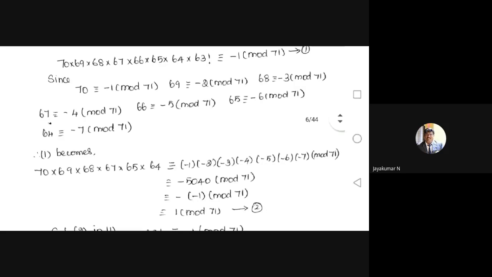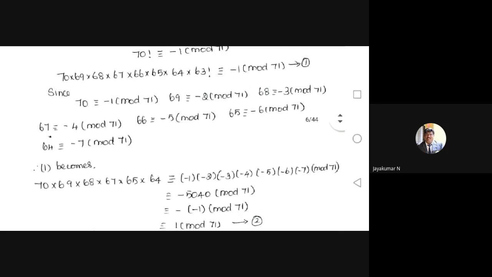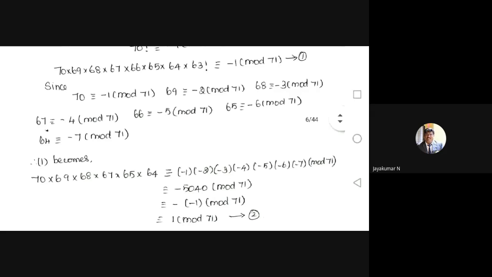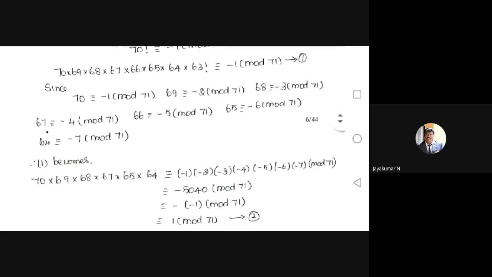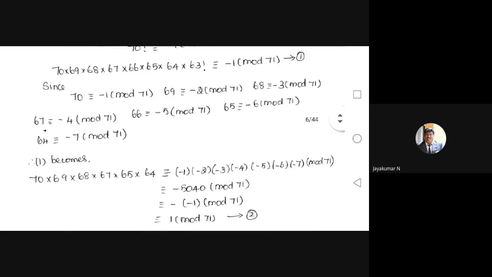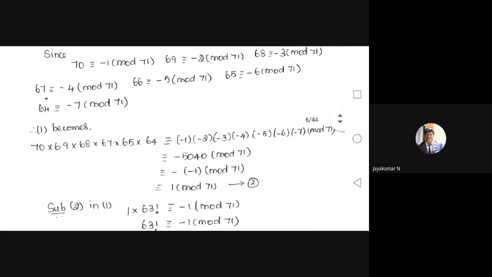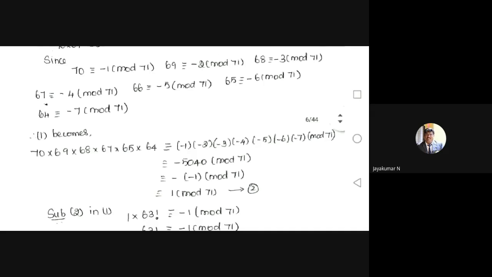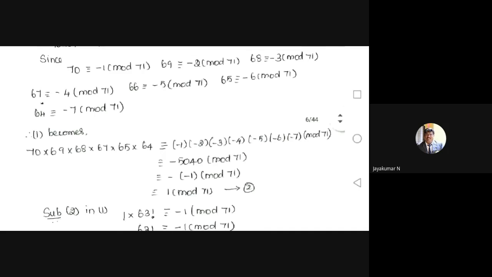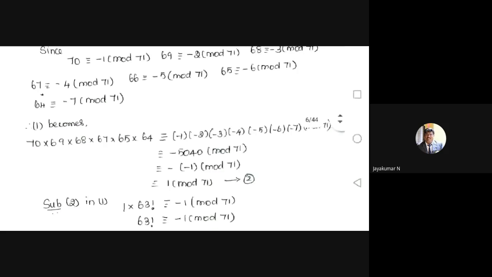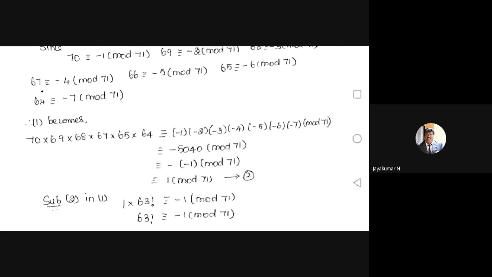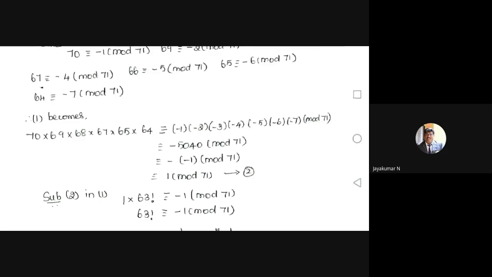This equation 2 will be substituted in equation 1. Look at equation 1: the left hand side product 70 into 69 into 68 up to 64 is congruent to 1. So 1 into 63 factorial is congruent to minus 1 under mod 71, which is proved. So 63 factorial is congruent to minus 1 mod 71, which means when 63 factorial is divided by the mod value 71, you get the remainder minus 1.